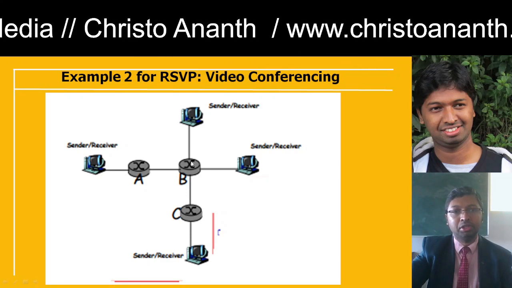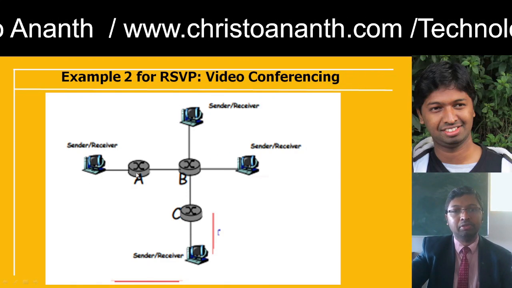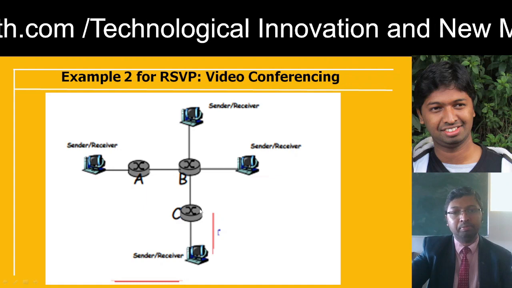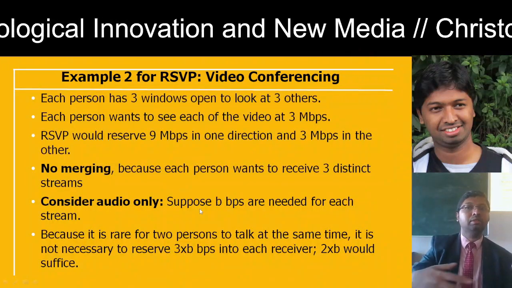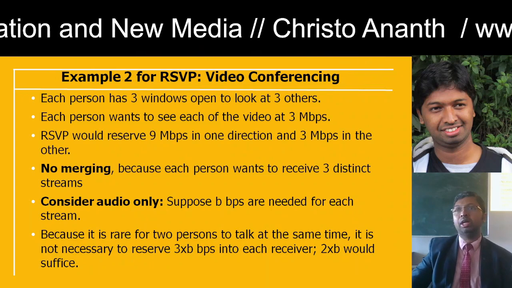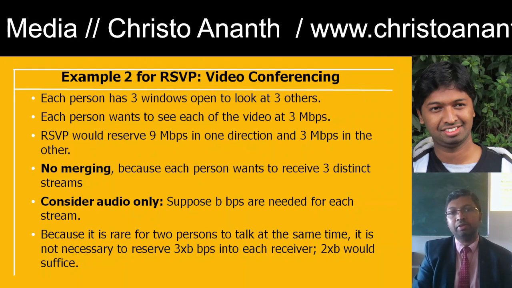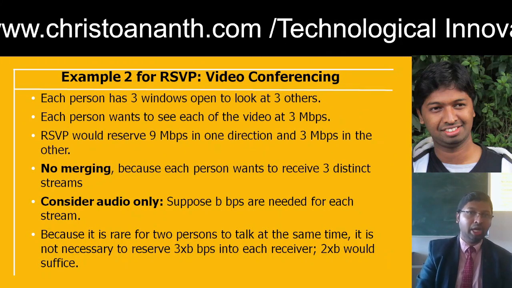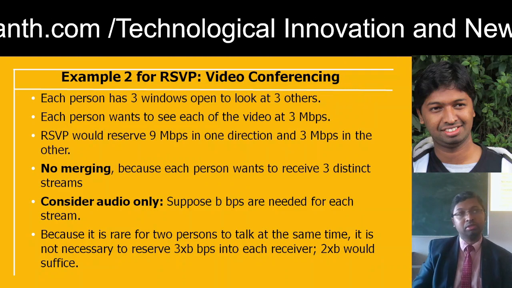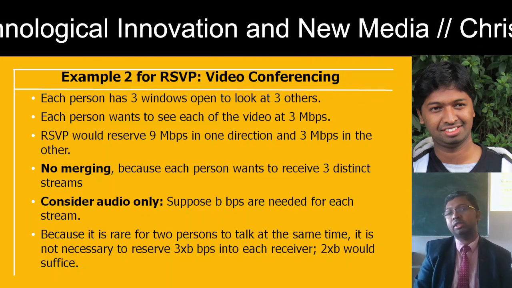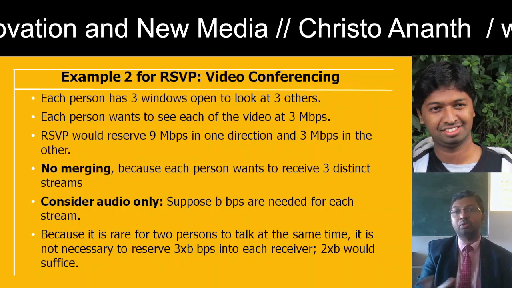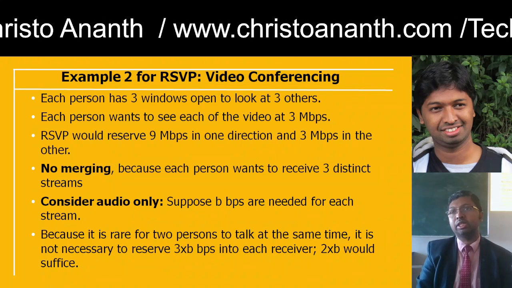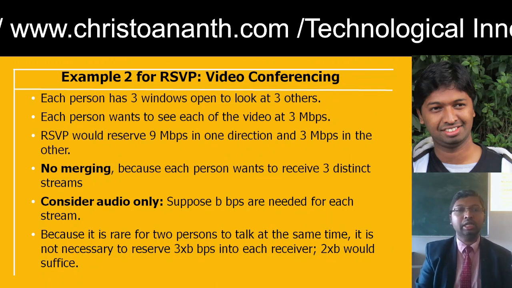Then you have an example of video conferencing. We have senders and receivers at all the ends, A and B. Every person has 3 windows open to look at 3 others. Everybody can look at the others. Every person wants to see each video at 3 Mbps. This is the data rate we are spending. Since each person wants to see 3 Mbps streams, the resource reservation protocol will reserve 9 Mbps in one direction and maybe 3 Mbps in the other. Here no merging will take place because every person wants to receive 3 distinct streams.